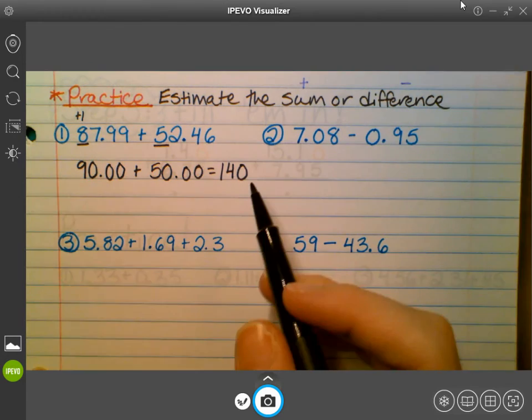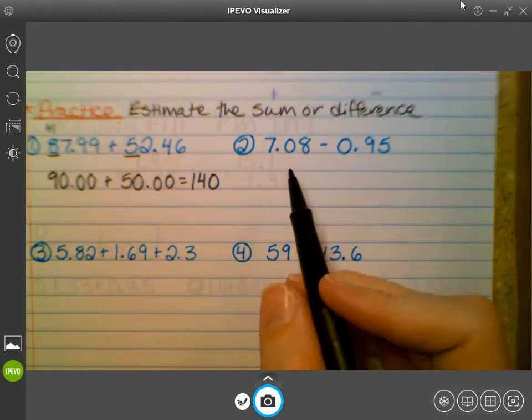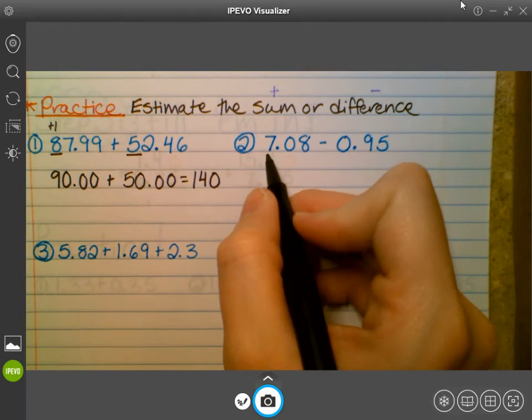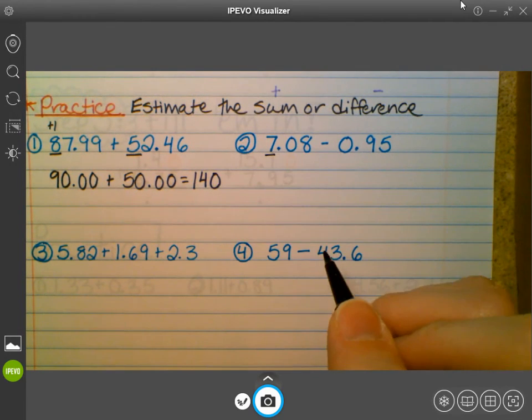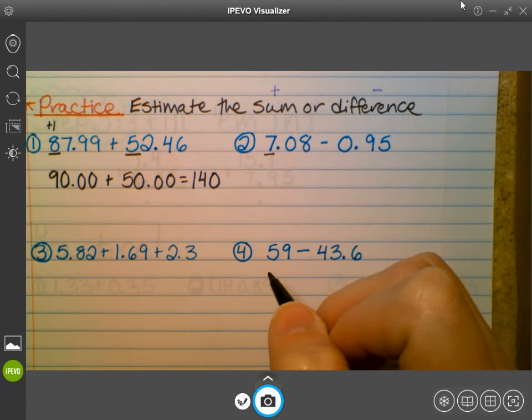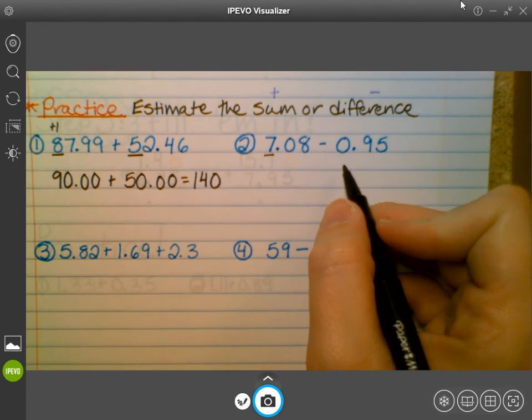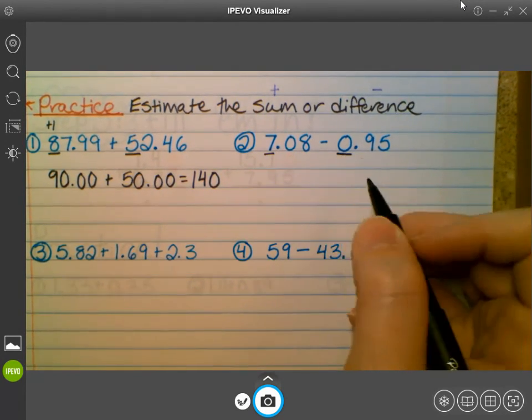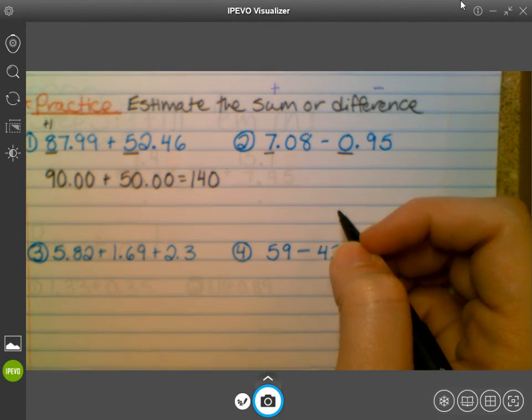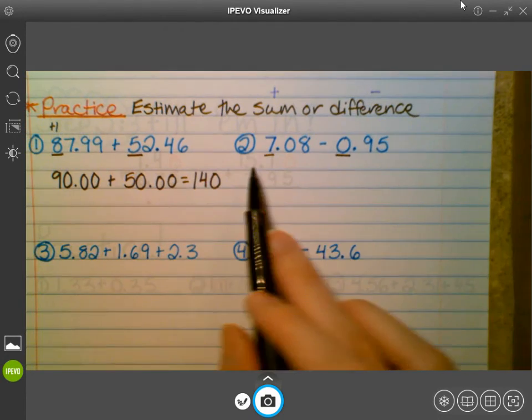Yep. All right. Awesome. Now let's look at number 2. Number 2, same thing. Underline the largest place value. Michael, I think it's because you were rounding to the nearest whole number instead of the largest place value. Yeah. But on homework, round to the largest place value. Awesome. Okay. 1's place for both of them.